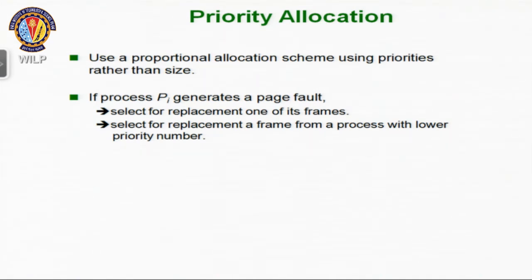So in this scheme, the processes with a lower priority would be selected as a victim for the replacement. Their frames would be taken away and replaced. Which has an implication, as we have seen that any priority scheme leads to starvation. In this case as well, it could lead to starvation.